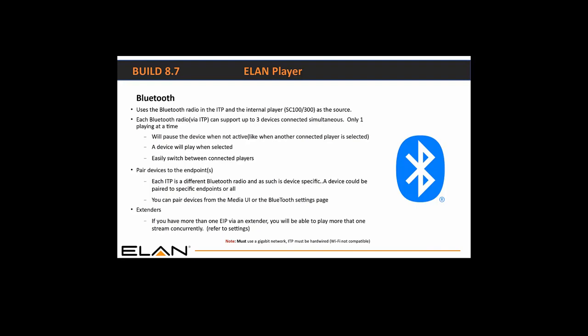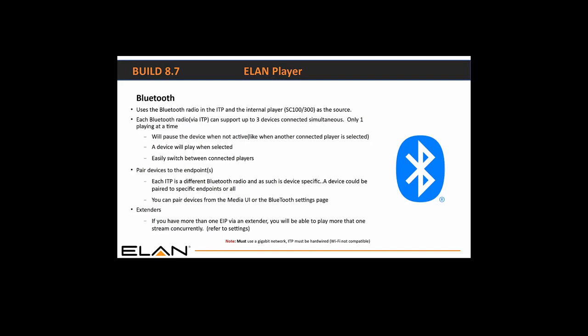Each Bluetooth radio, so each ITP, can support 3 simultaneously connected devices. Of course, only one's going to play at a time. But the way we did it is you can have 3 people connected, and then you could pretty much switch on the fly of who's playing what. And when you have a group setting, that does actually make it pretty easy and pretty convenient as well. So a device will play when it's connected. You can switch quickly between the players. And if you switch between different connected devices, then the other one will pause. So you can't have multiple playing at the same time.